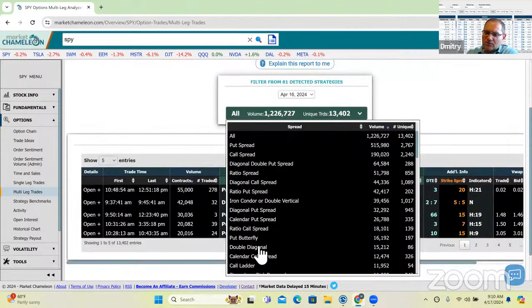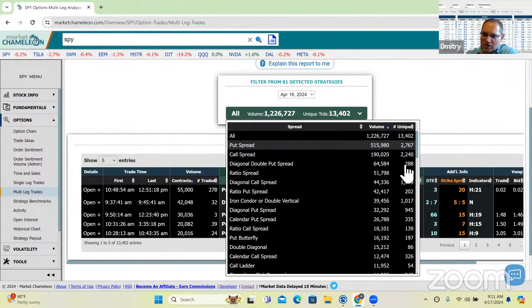And this filter itself is a report which lets us select a particular strategy. So here we see put spreads. Those involve 515,980 contracts, and there are 2,767 unique put spreads. So what a unique put spread could be, there are different combinations, right? You could have different strikes. You could have a put spread on different expirations. So all these different combinations, there's over 2,700 combinations of put spreads yesterday that traded.